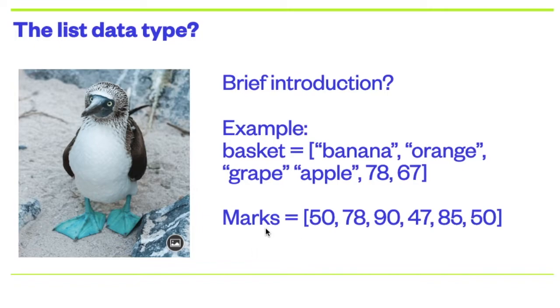So this is another example of a list. We can call this marks, probably marks of students from some school, and you have the marks. So you have these different integers that are separated by commas and they are enclosed in square brackets.